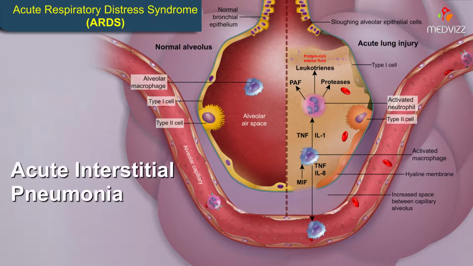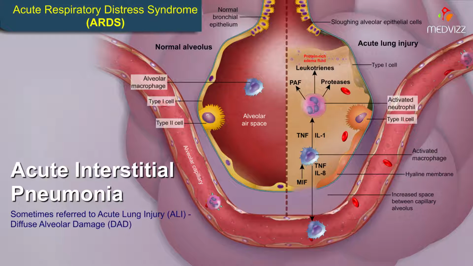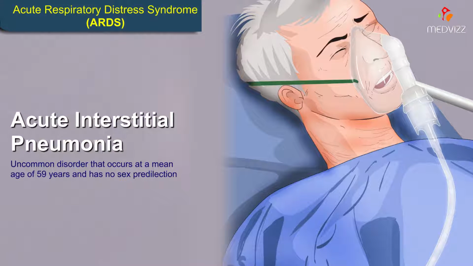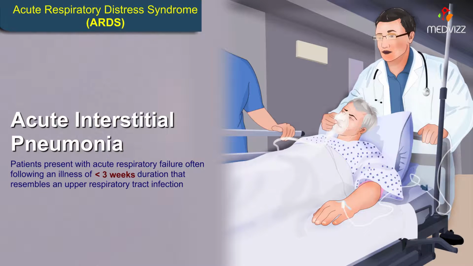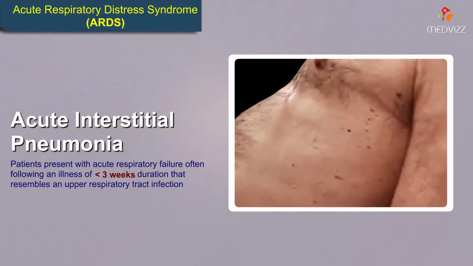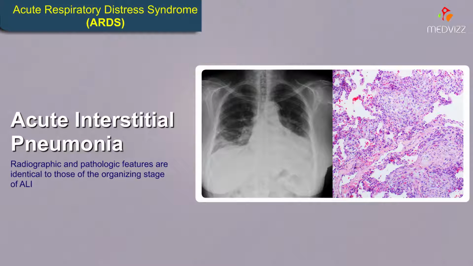Acute interstitial pneumonia. This is widespread acute lung injury of unknown etiology associated with a rapidly progressive clinical course. It is sometimes referred to as ALI-DAD. It's an uncommon disorder that occurs at a mean age of 59 years and has no sex predilection. Patients present with acute respiratory failure, often following an illness of less than 3 weeks duration that resembles an upper respiratory tract infection. The radiographic and pathologic features are identical to those of the organizing stage of ALI.